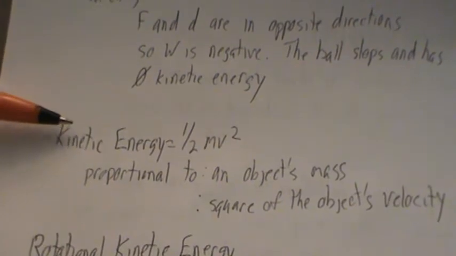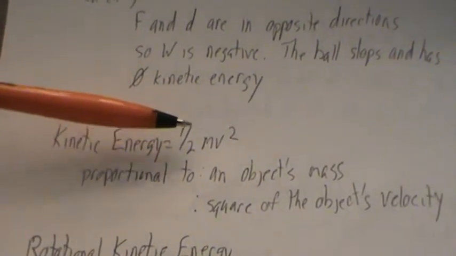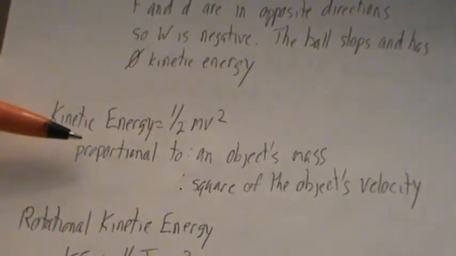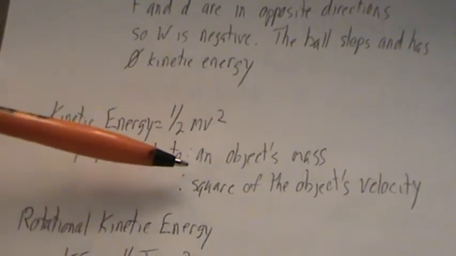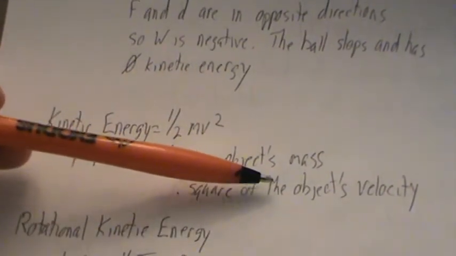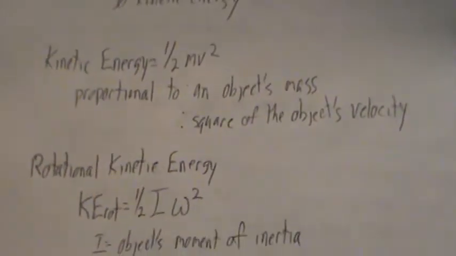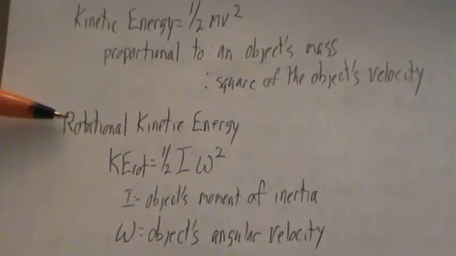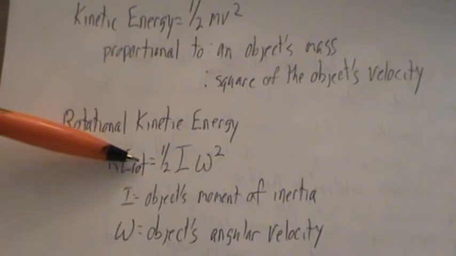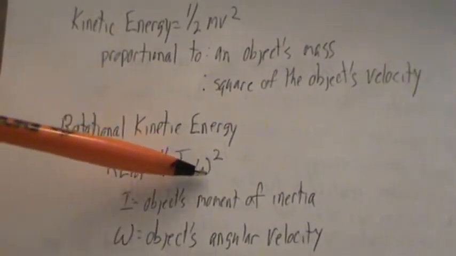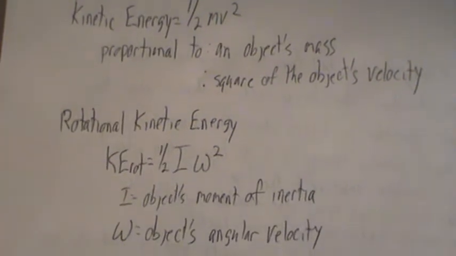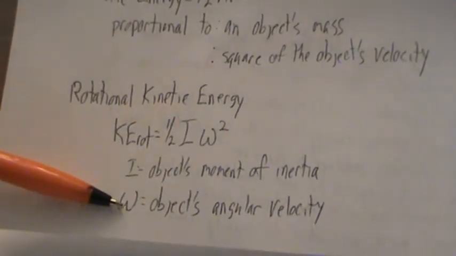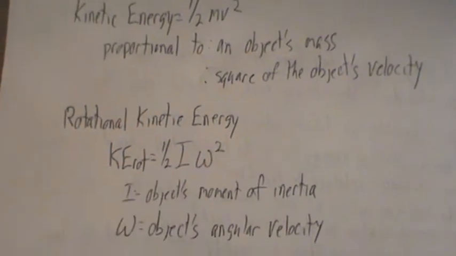Okay, so kinetic energy, which we saw in the last chapter, is equal to 1/2 times the mass times the velocity squared. Now, take note that kinetic energy is proportional to an object's mass and also the square of the object's velocity. Now, what if we were looking at something that was spinning like a top? Well, we can have what's called a rotational kinetic energy. KE rot, rotational, is equal to 1/2 I ω squared, where I represents the object's moment of inertia. And that ω, if you remember, is the object's angular velocity, since it's going around in a circle.